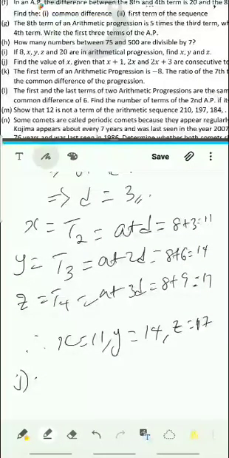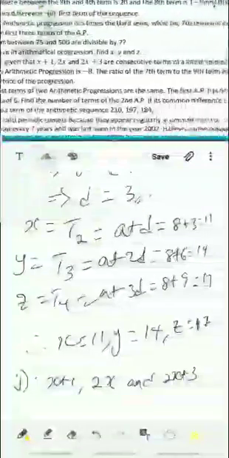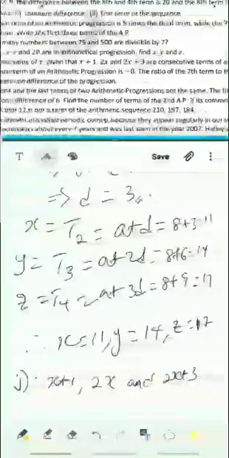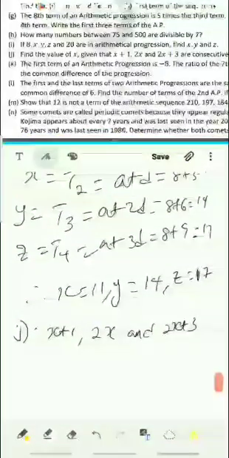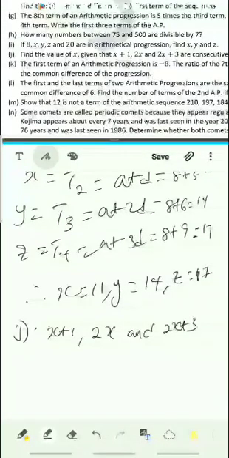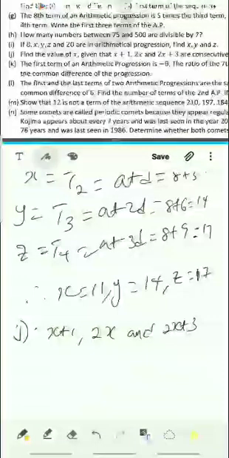Find the value of x given that x plus 1, 2x, and 2x plus 3 are consecutive terms of a linear sequence. So how do we do this? Okay, like I said, once you know A and you know D, you're good to go. But we're not even looking for the nth term in this case. We just want to find x. How do you find x? There's a clue you can use.